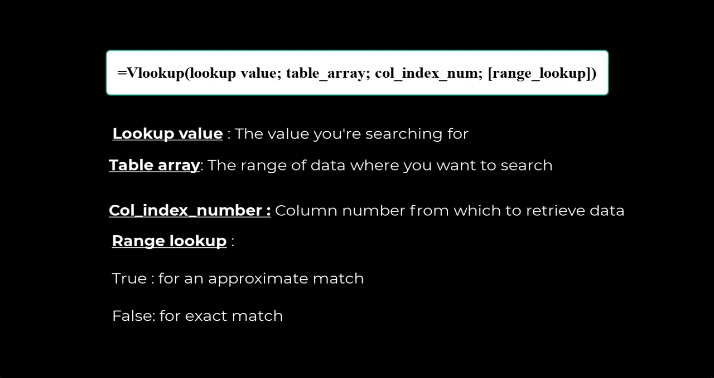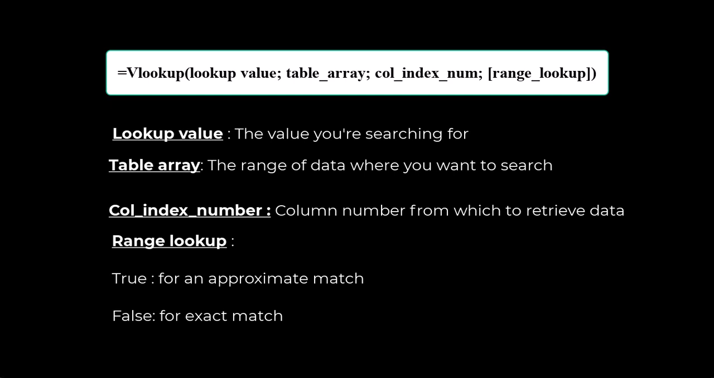Before we jump into examples, let's first understand what VLOOKUP is. VLOOKUP stands for vertical lookup. It's a function in Excel that allows you to search for a specific value in one column and return a corresponding value from another column in the same row. The general formula for VLOOKUP looks like this.